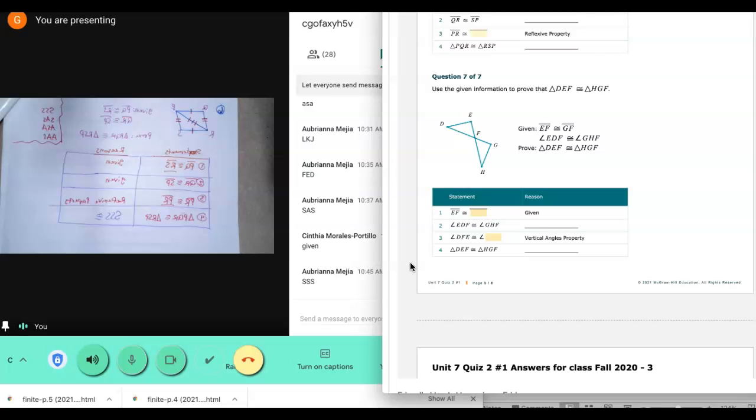Question 7, we can definitely do this one also. Use the given information to prove that triangle DEF is congruent to triangle HGF. You see the diagram. You see it's given that EF is congruent to GF, and it's also given that angle EDF is congruent to angle GHF, and we can label all of that stuff. We can sketch it out and label all of it.